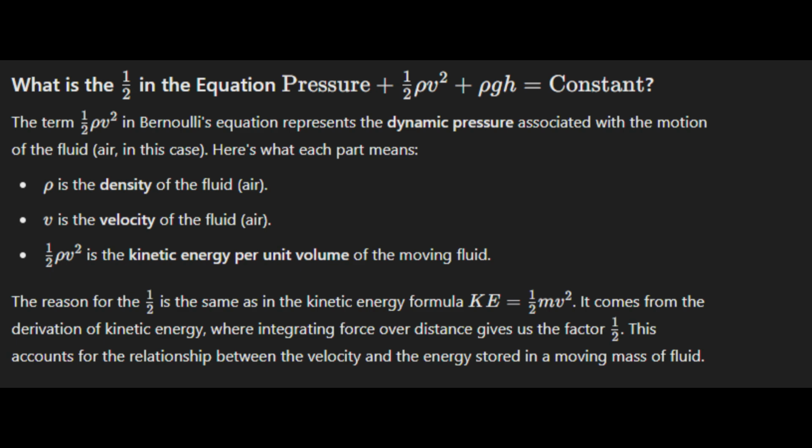1/2 times rho times v squared is the kinetic energy per unit volume of the moving fluid. The reason for the 1/2 is the same as in the kinetic energy formula KE equals 1/2 times m times v squared. It comes from the derivation of kinetic energy, where integrating force over distance gives us the factor 1/2. This accounts for the relationship between the velocity and the energy stored in a moving mass of fluid.